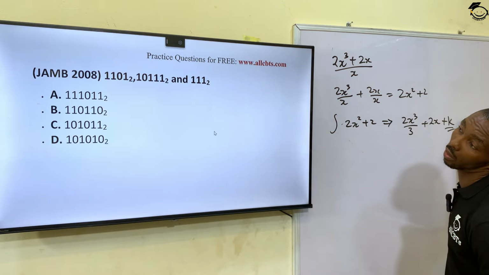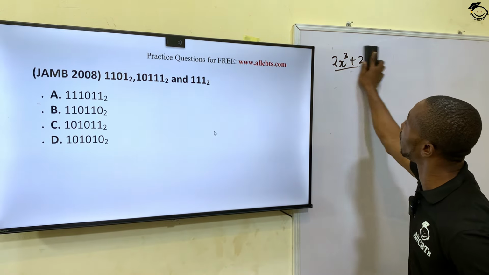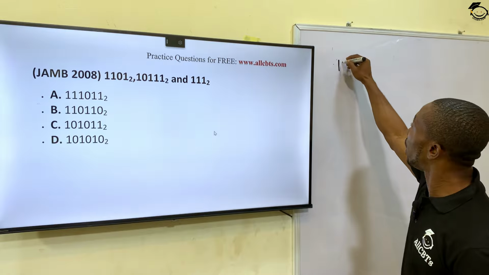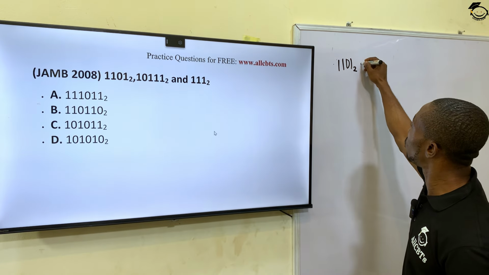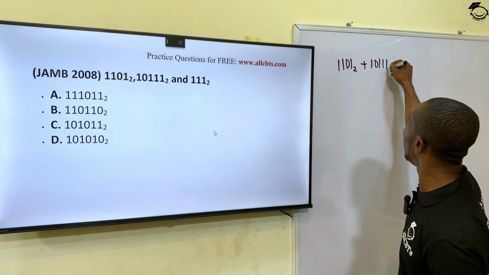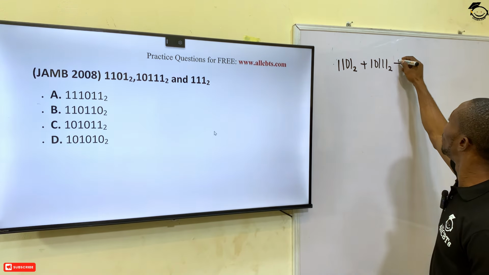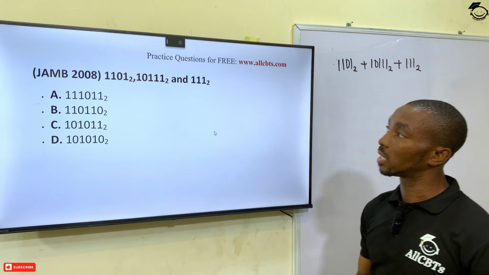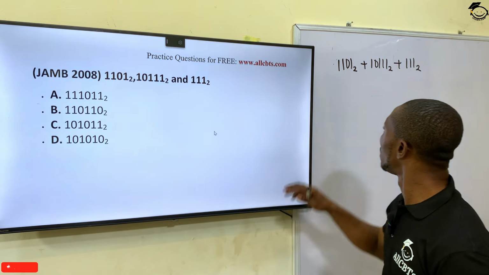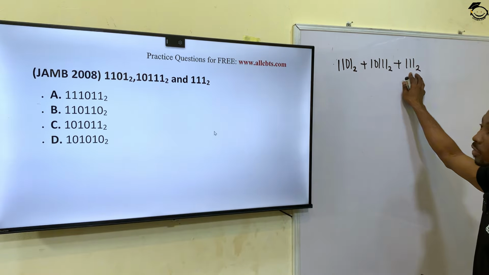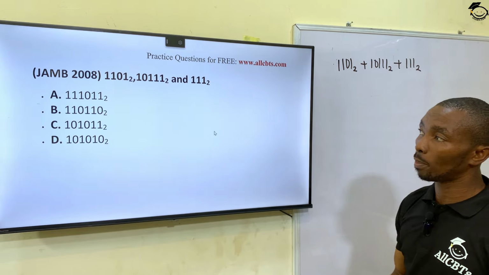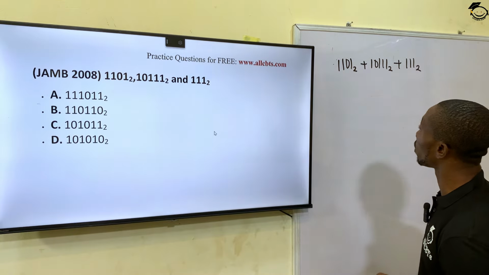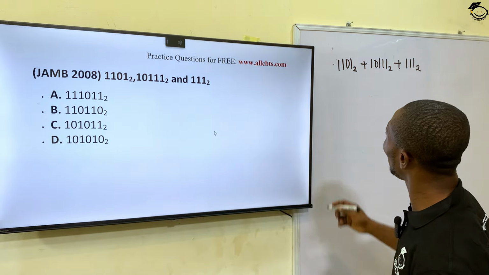To our next question from 2008, it says evaluate 1101 base 2 plus 10111 base 2 plus 111 base 2. All right, now this can be done in 2 ways. Convert each and every one of these to base 10, then add up and reconvert to base 2, or we can add directly. Okay, so for this, we'll be adding directly.